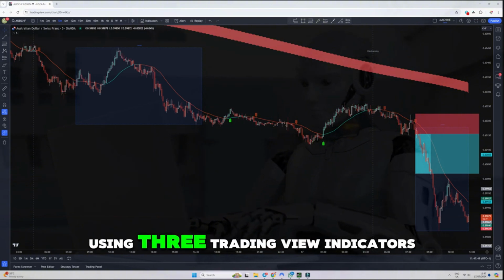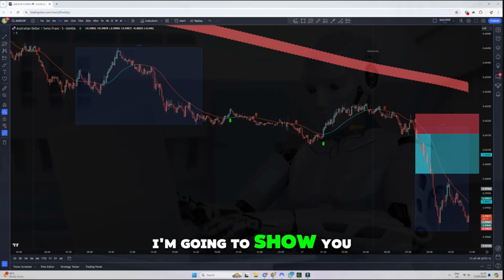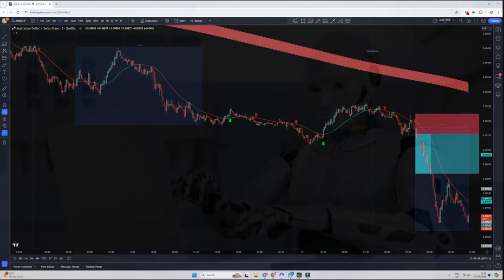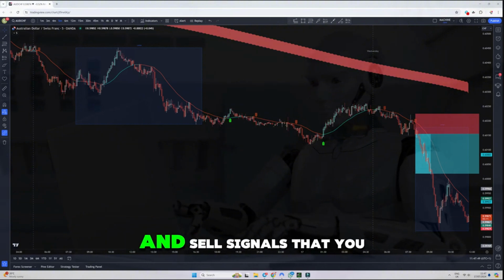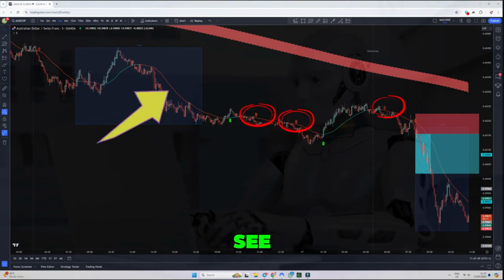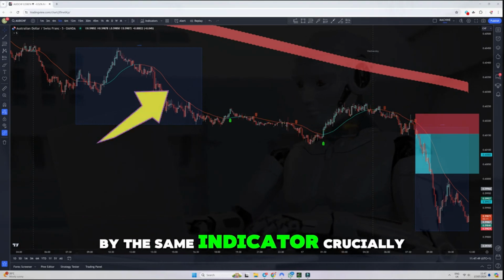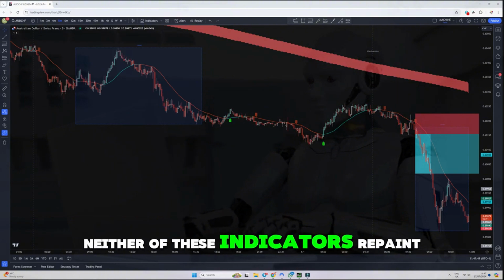You are going to be using 3 TradingView indicators which are all free of charge. And in a few minutes I'm going to show you the full settings of each one. Now, please take note of the buy and sell signals that you can see on the chart, as well as a moving average line that you can see. Both the entry signals and the moving average are given to you by the same indicator. Crucially, neither of these indicators repaint.